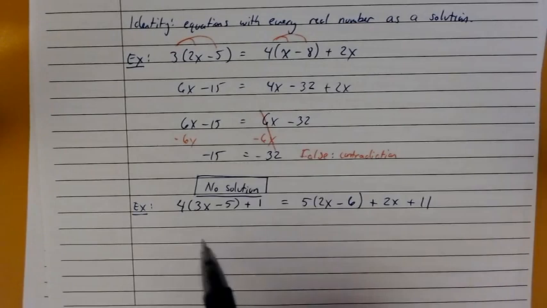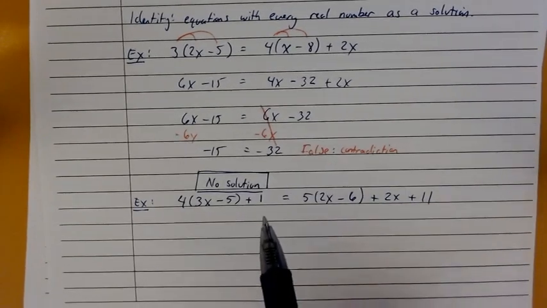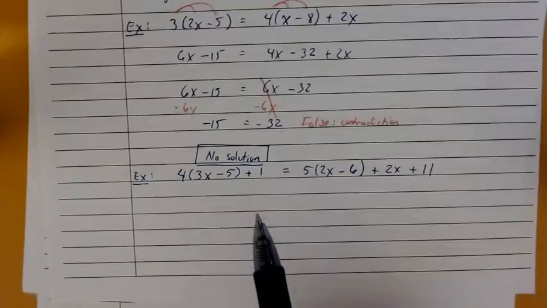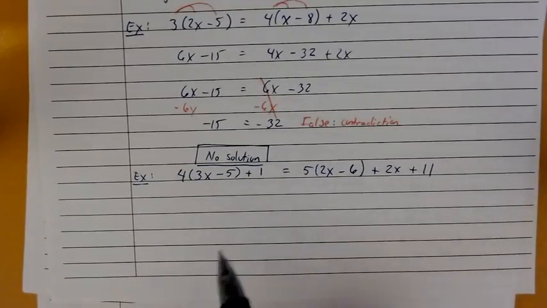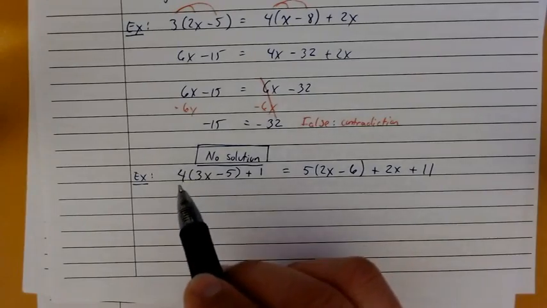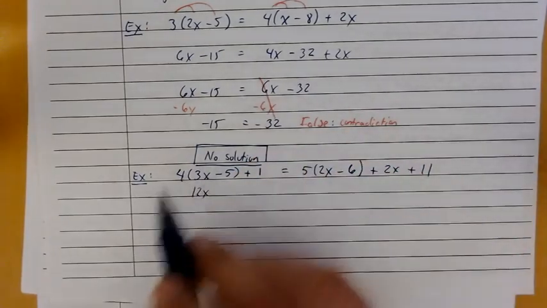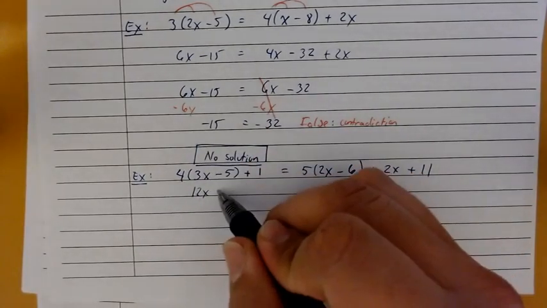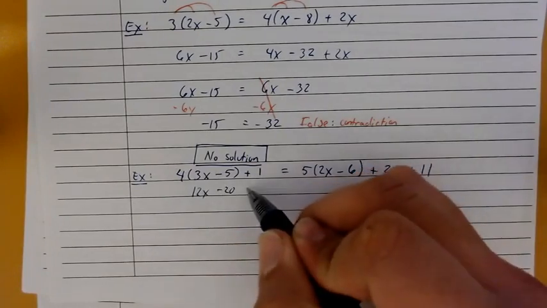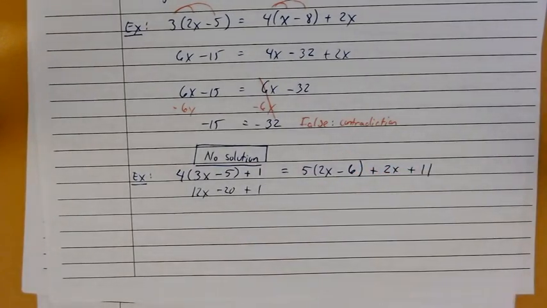The equation starts off looking like any other linear equation. We don't know ahead of time that it's going to be something strange, if at all. So we just proceed to try to solve. Here we can simplify. We can begin by distributing. Here, 4 times 3x would give us 12x. And 4 times negative 5 is negative 20, plus 1, right there.